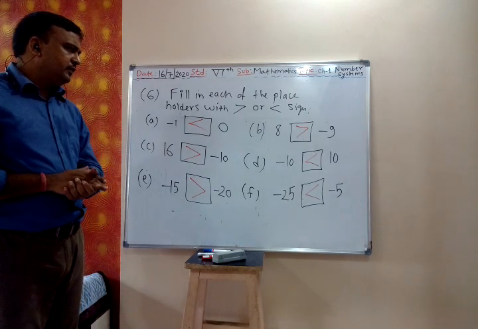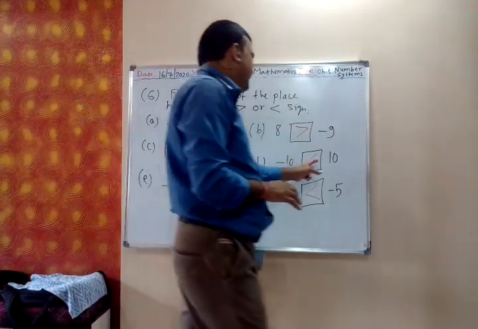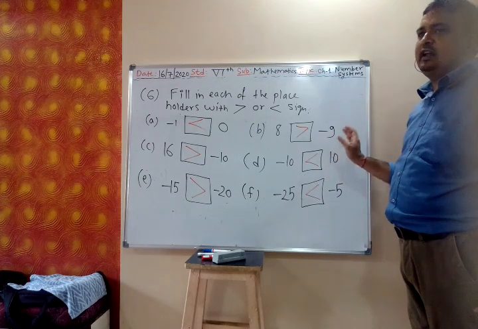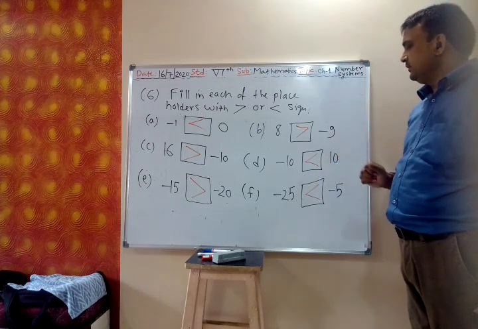D1: minus 10 and plus 10. Minus 10 and plus 10, 10 is on the right side. So 10 will be bigger.